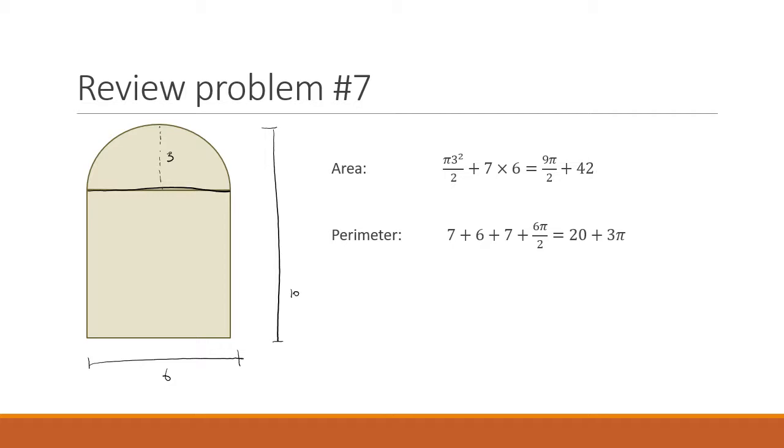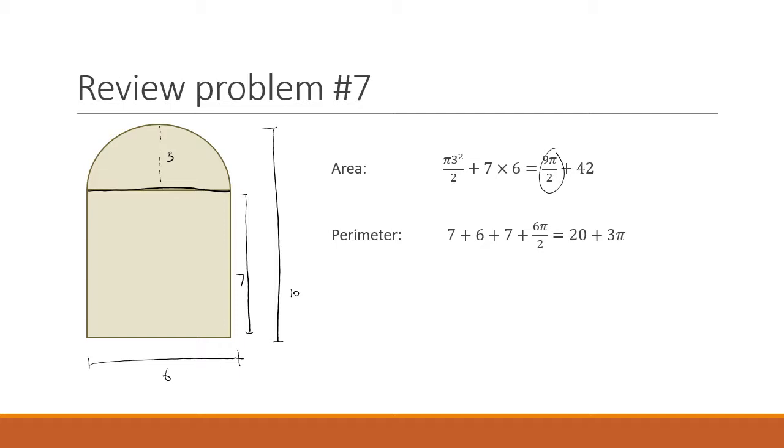So knowing that, I know that this rectangle has dimension 6 by 7, and I have a semisphere whose radius is 3. So knowing that, let's figure out the area. Well, the area was just pi r squared, and it's just half of it, so I do 9 pi over 2. That's how I got 9 pi over 2. The rectangle has area 7 times 6, so that's 42. So the total area is 9 pi over 2 plus 42.